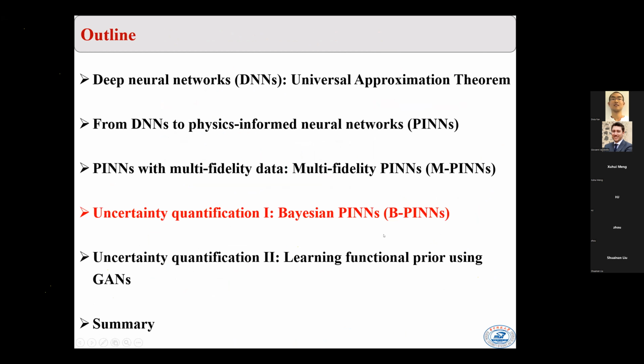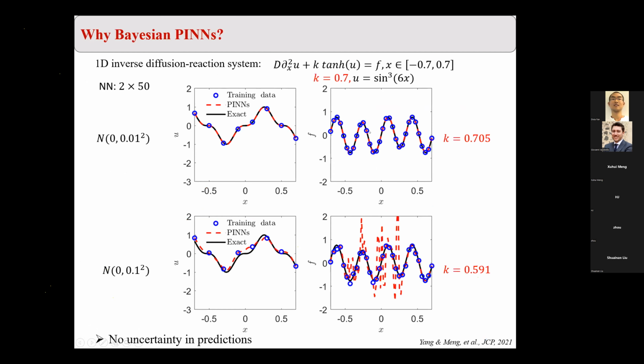And then I'll introduce two uncertainty quantification methods in PINNs and also neural operators. So first of all, why do we need to develop Bayesian PINNs?